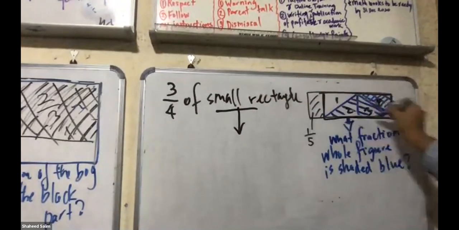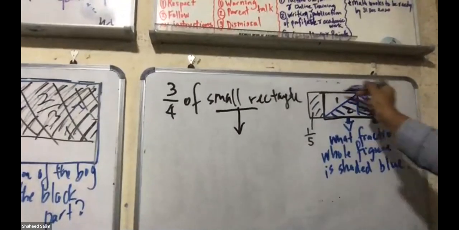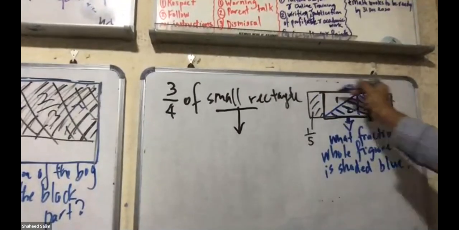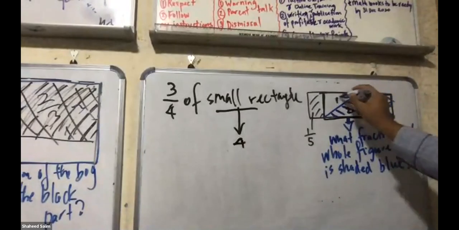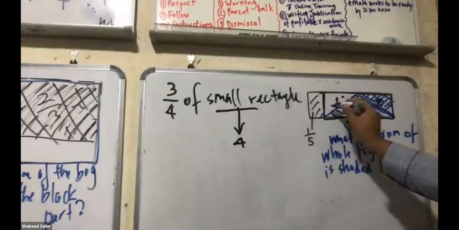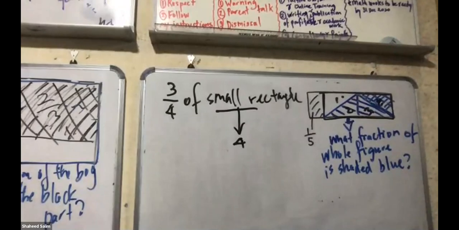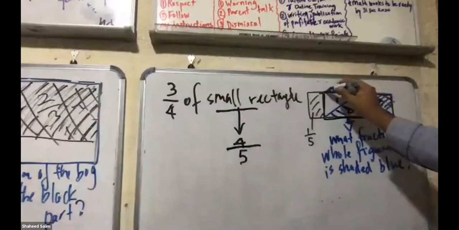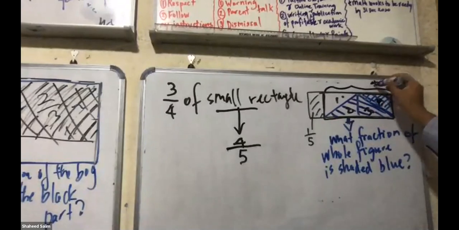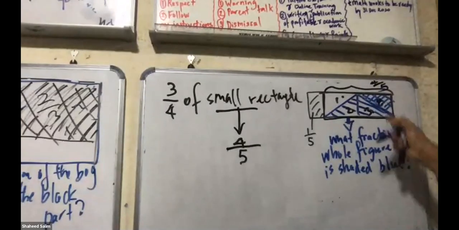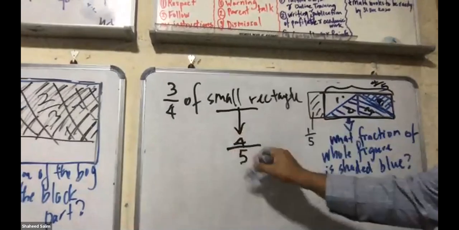This small rectangle is what fraction of the whole rectangle? Not 4 over 4. 1, 2, 3, 4, 5. Sorry, this is 1/5, so the rest must be 4/5. This part is 1/5, so the balance down here must be 4/5, right? So this is 3/4 of 4/5.